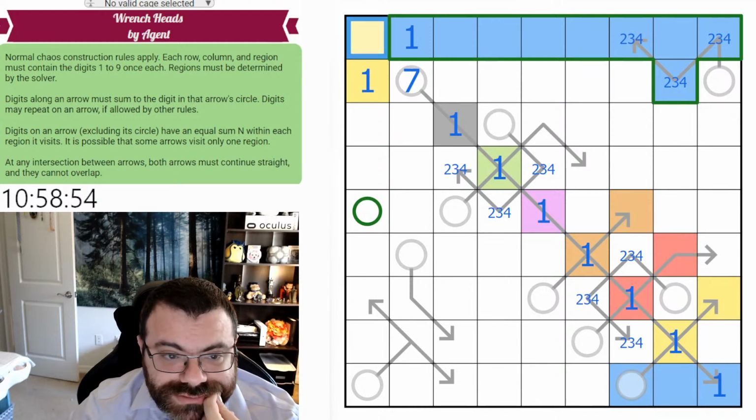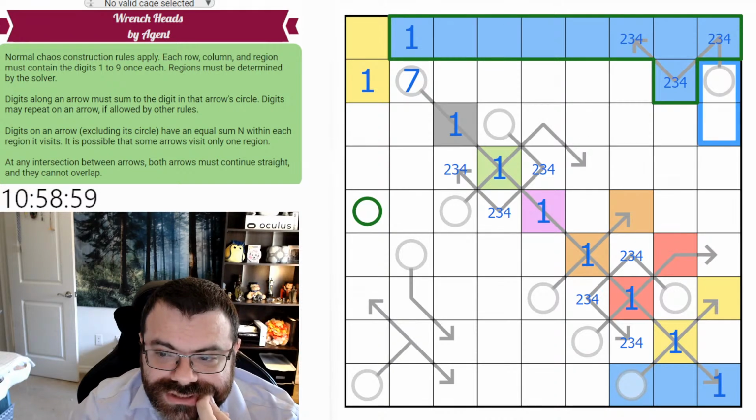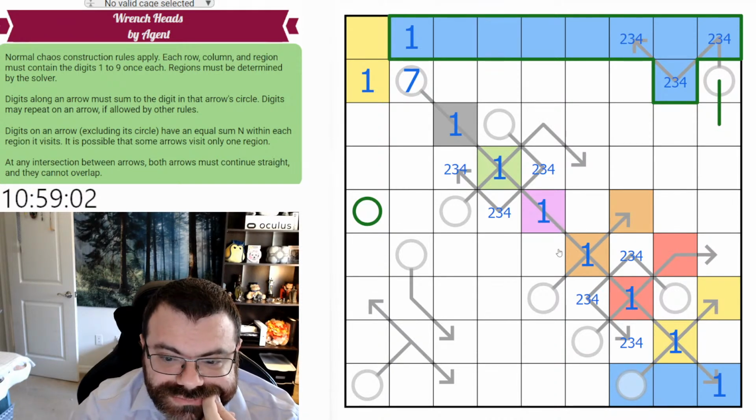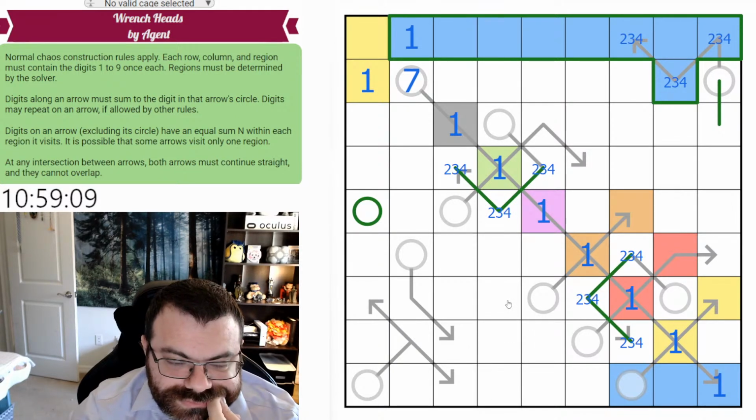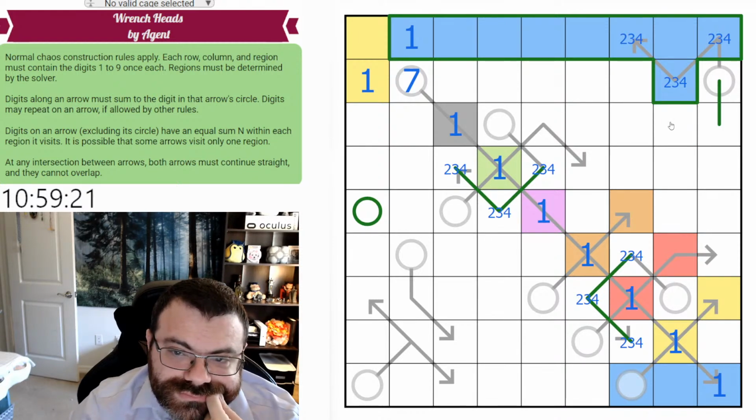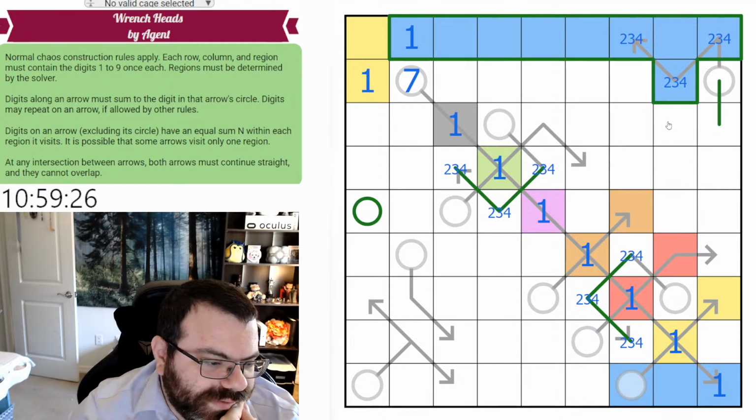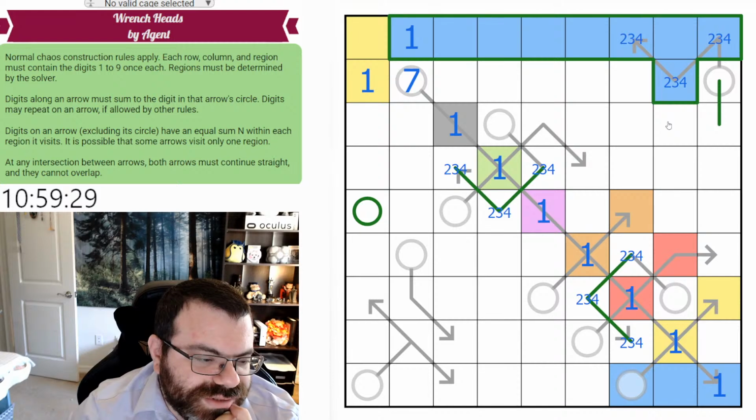So this has to be yellow now. These are in the same region. I can use a line for that. I guess I can line things that are in the same region. Wouldn't that repeat the 2 in one of the regions, Derek?